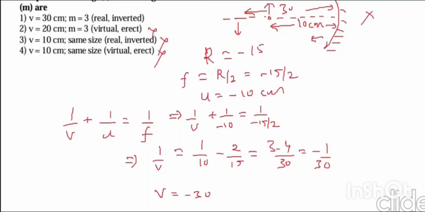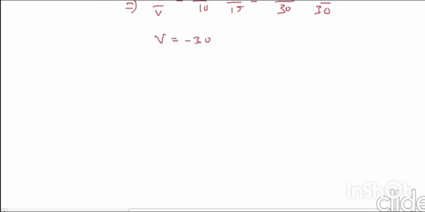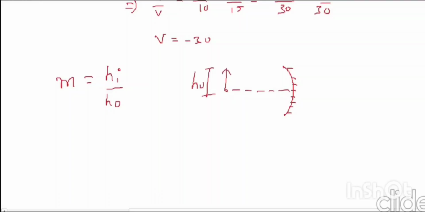There is one more term here, m. Now magnification is defined as hi by ho. That means if you are placing one object here, this dimension is the height of the object. Let us say it is forming an image here. This dimension is called hi.